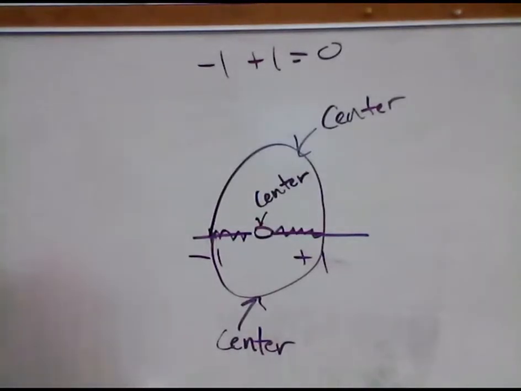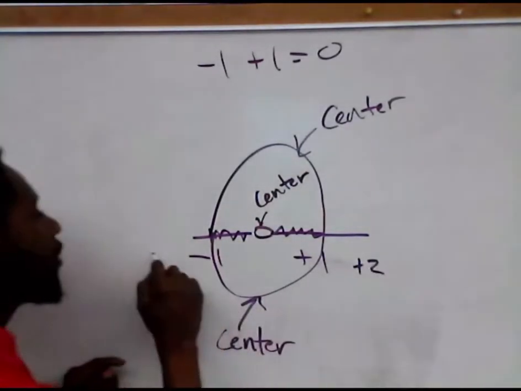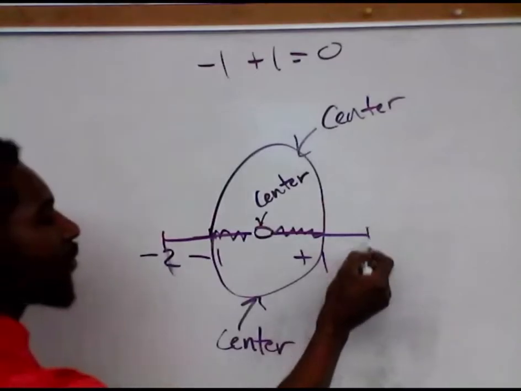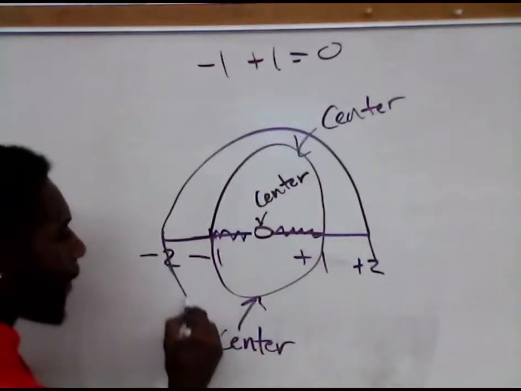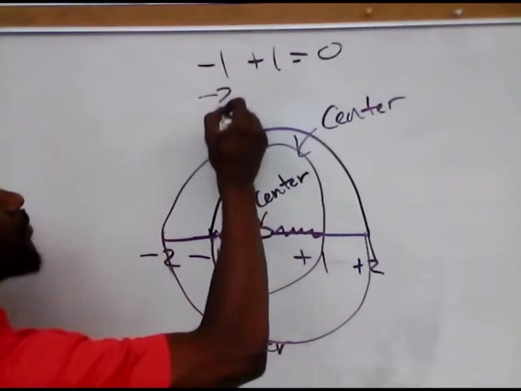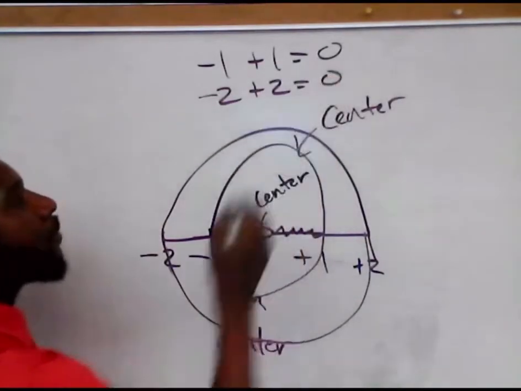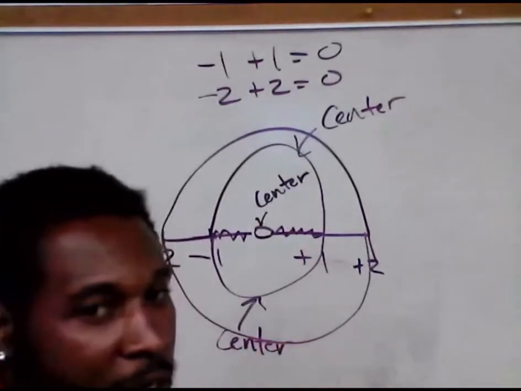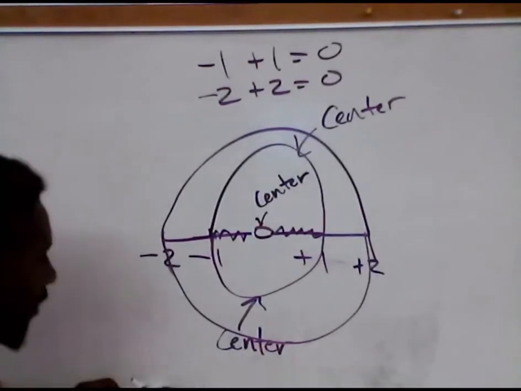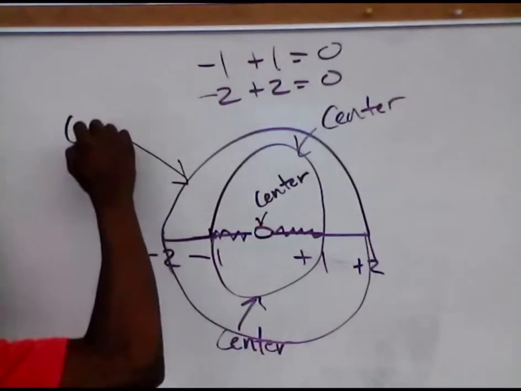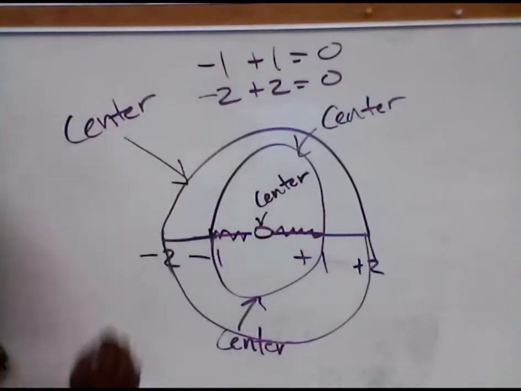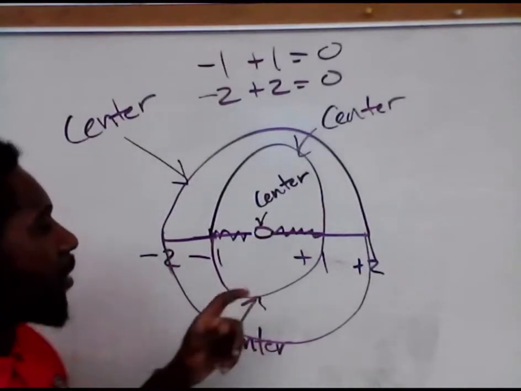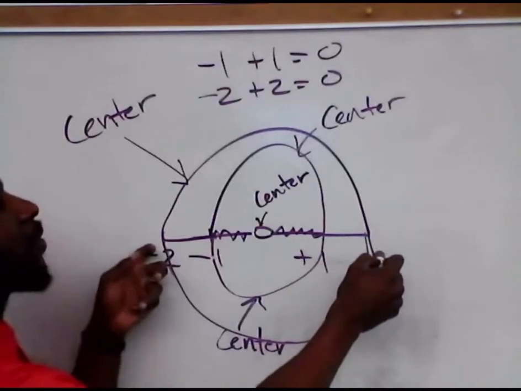Now let's see what happens if we go to 2. +2, -2. -2 plus 2 gives you 0. If I have 2 and I take away 2, you have 0. So the idea is now this is my center. So we went from 0 to 0 to 0.